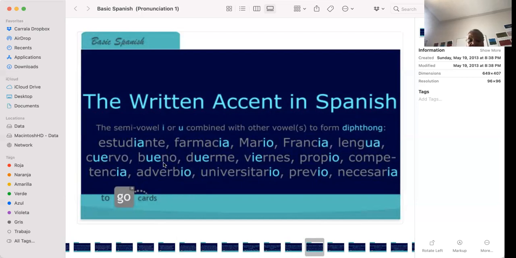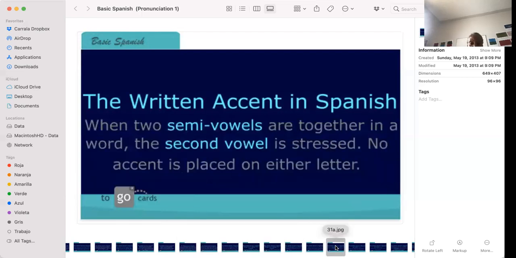Cuervo, bueno, duerme, viernes, propio, competencia, adverbio, universitario, previo, necesaria. When two semi-vowels are together in a word, the second vowel is stressed and no accent is placed on either letter.